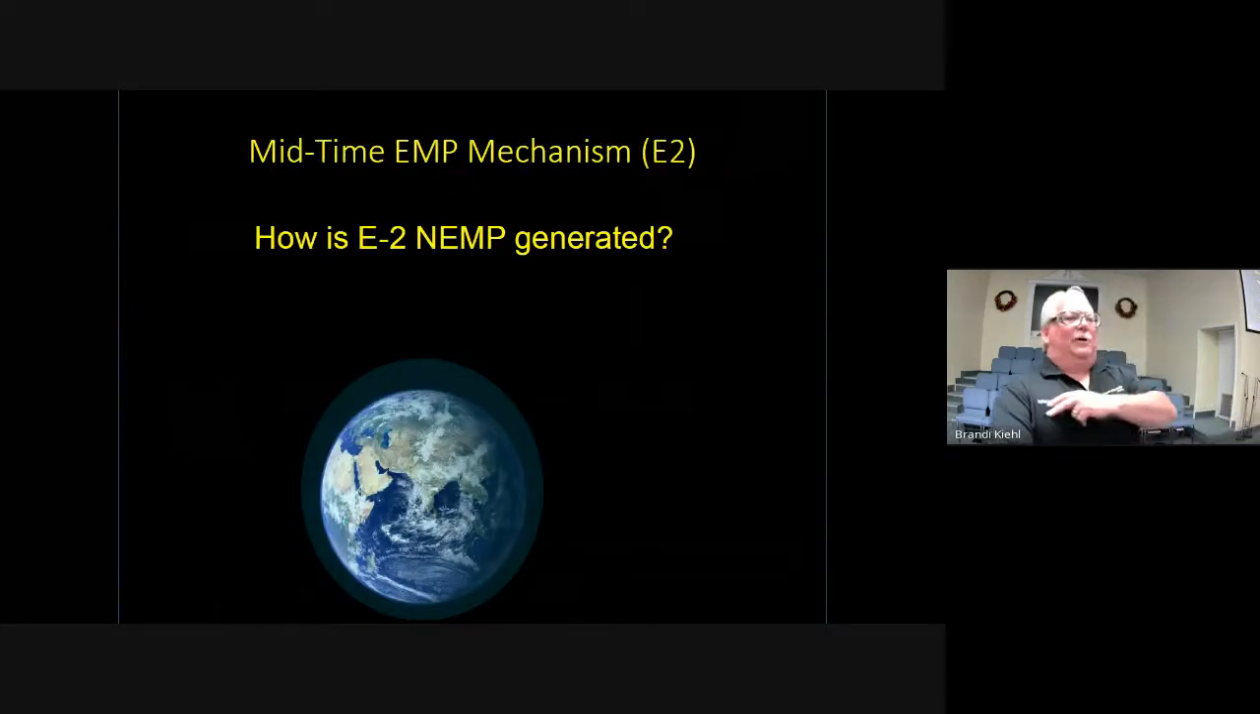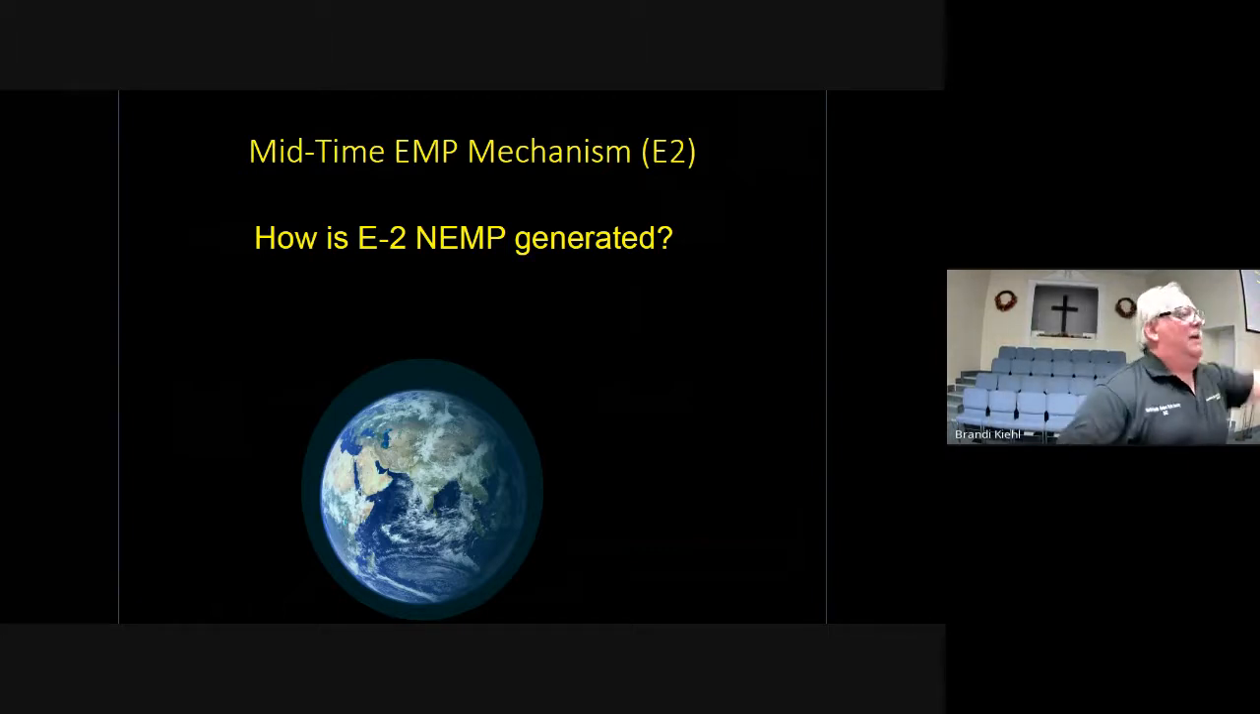Okay, second pulse comes through. First you have the E1, which comes blasting through in about a tenth of a microsecond. It's there and gone. Not too many protective devices will stop that.